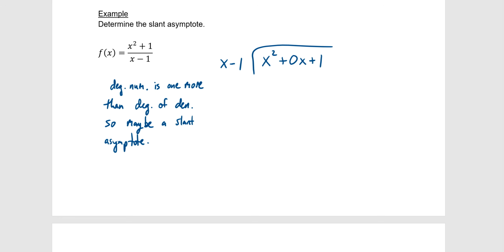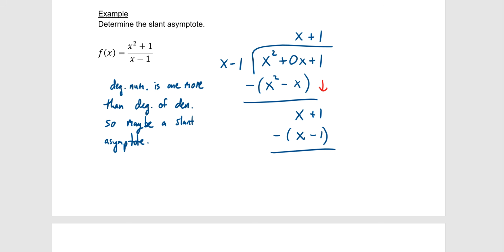So remember, we can divide these leading terms to help us. We're going to end up getting an x here, multiply that through and subtract. We get x squared minus x. And then we subtract this. The x squareds cancel. 0x minus a negative x is positive x. Bring down that plus 1. And then we can have a 1 right here. 1 times that divisor, we end up getting x minus 1. And we subtract, we get 1 minus negative 1, which is 2.